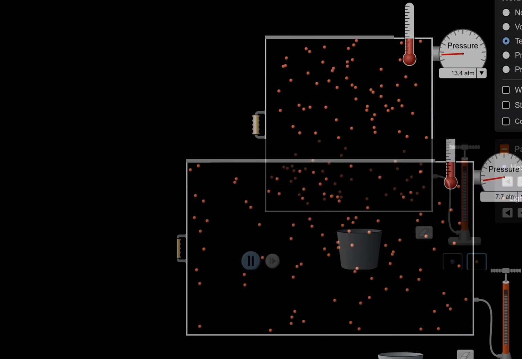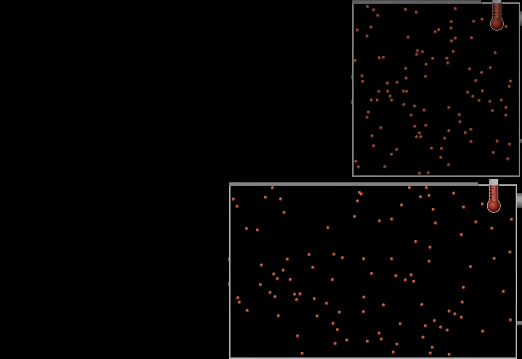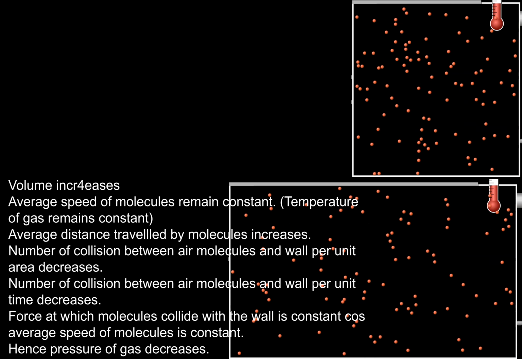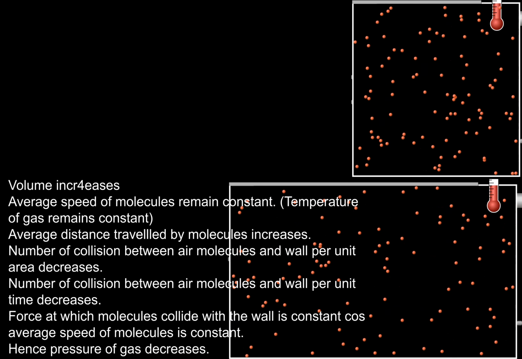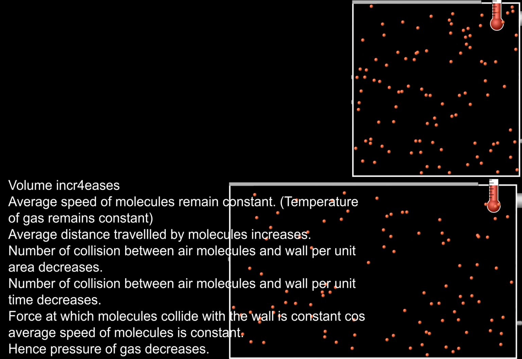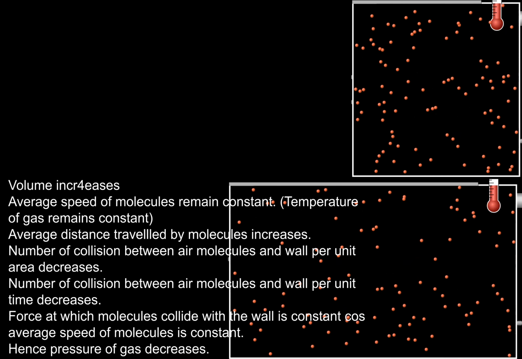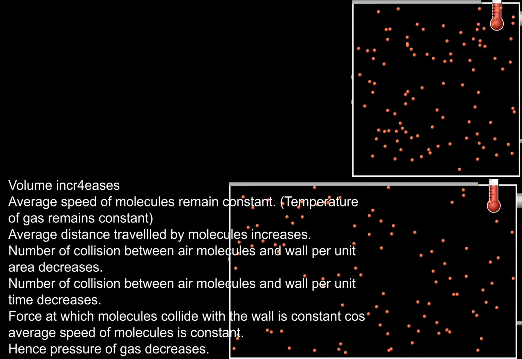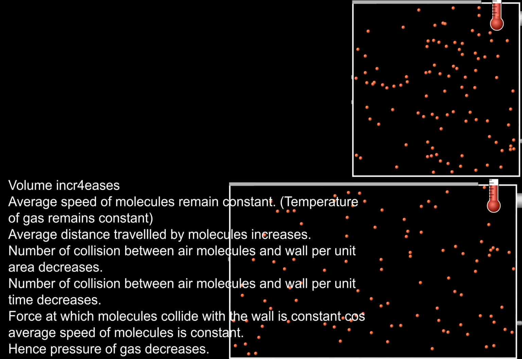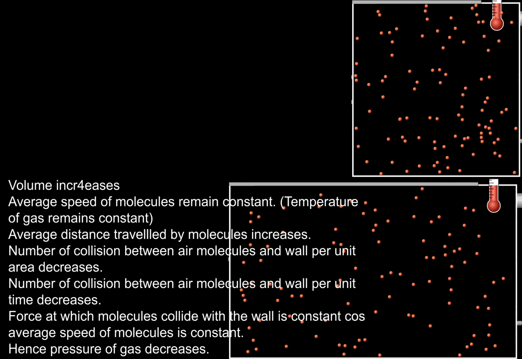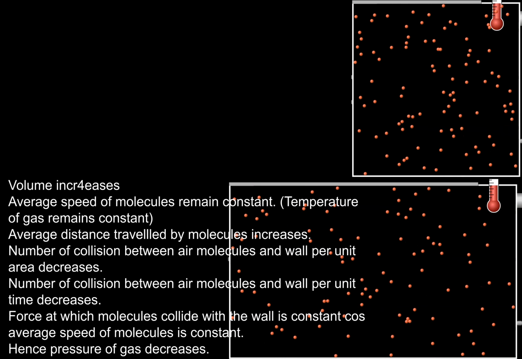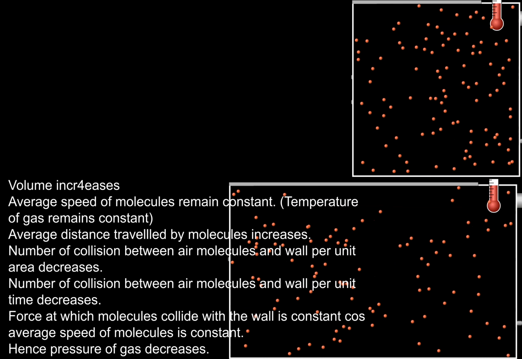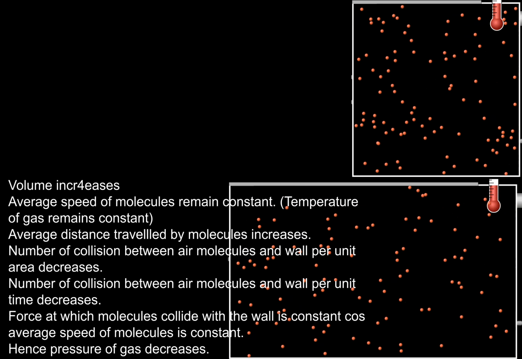And if I were to isolate a small section of a wall, you also notice that the number of collisions per unit area decreases. The number of collisions per unit time also decreases. But since the speed of the molecules remains constant, the force with which the molecules collide with the wall remains constant. And since only the number of collisions per unit area per unit time decreases, we say that the pressure of the gas has decreased.